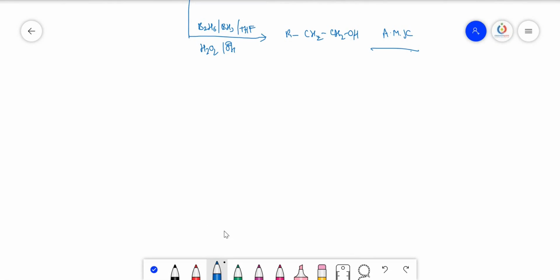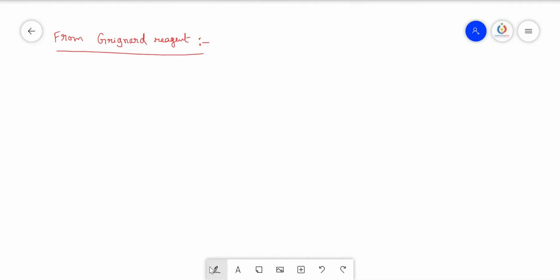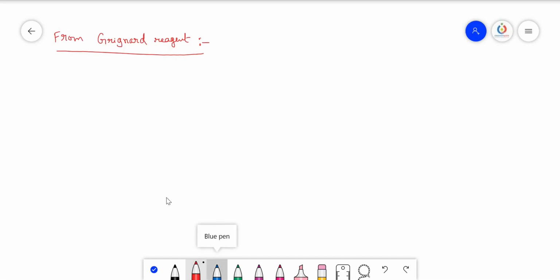Now, how to get alcohols from Grignard reagent? Preparation of alcohols from Grignard reagent. Generally, Grignard reagent reacts with many functional groups. So RMgX is called the Grignard reagent.